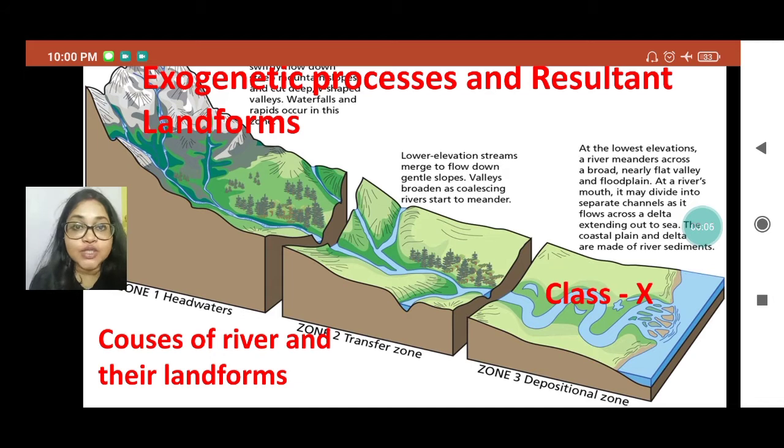Today in our class we will continue the chapter Extrinsic process and result in landform.